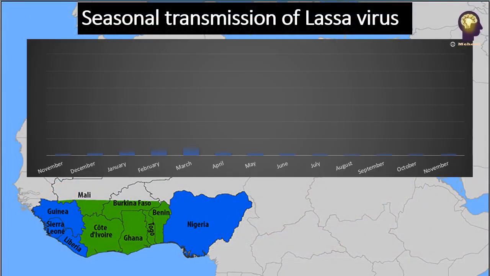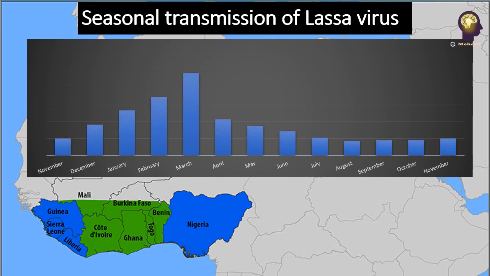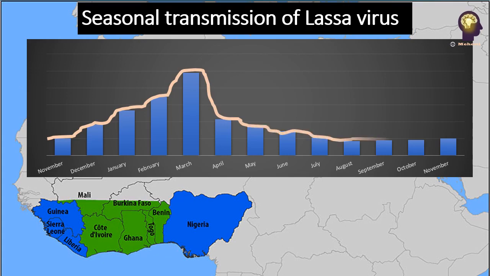Rodent-to-human transmission of the Lassa virus occurs throughout the year in endemic countries. However, high exposure of humans to the Lassa fever rodent coincides with the time shortly after the start of the dry season. Human infection with the Lassa fever virus begins to increase by November, peaks by March and then troughs by June-July during the rainy season.